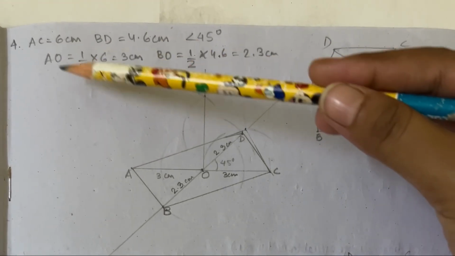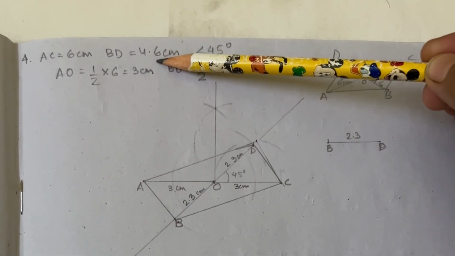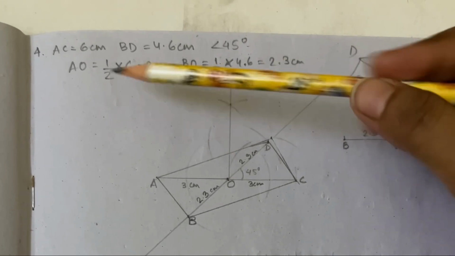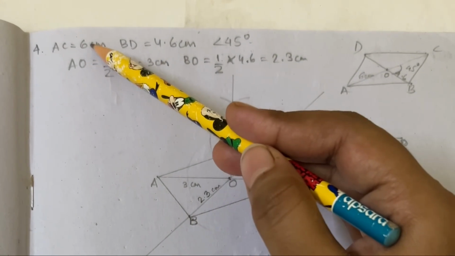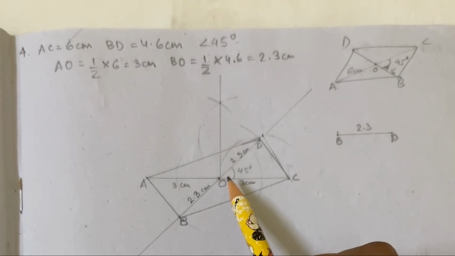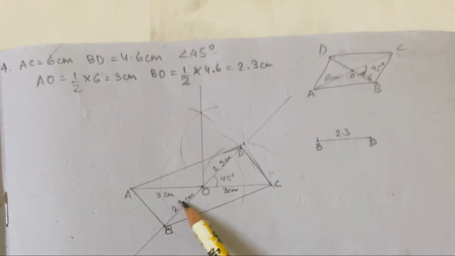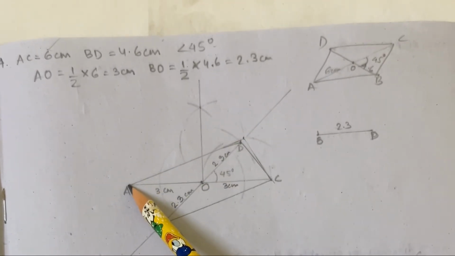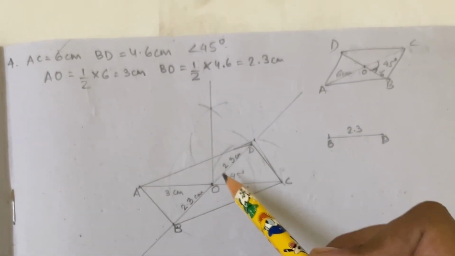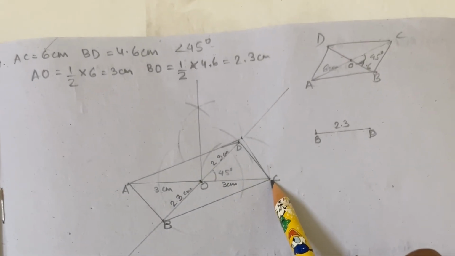For sum number 4, AC's value is given as 6. Here only the diagonal values are provided. BD is 4.6 and angle O is 45 degrees. So first we have to draw the base. So we are going to take base AC as 6 cm, but we are going to draw AO first. As we know, diagonals bisect each other. So if AC is 6, AO will be half of 6, that is 3. So from point A to O, we are going to measure 3 cm and take the compass and draw an arc here. So we get 3 centimeter, 3 centimeter, total AC 6 centimeter.